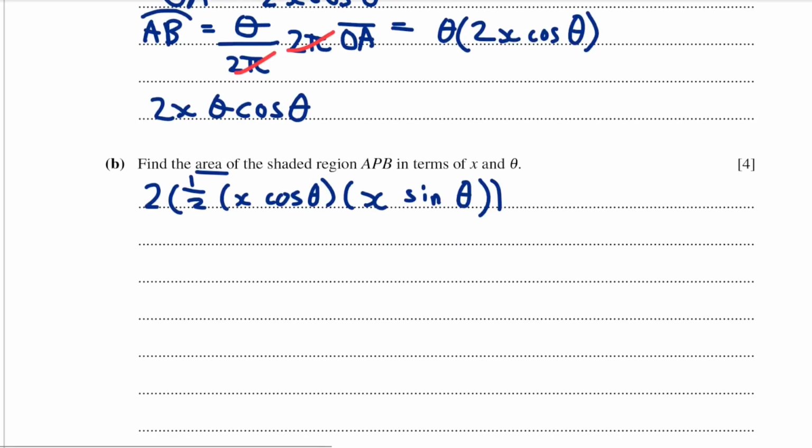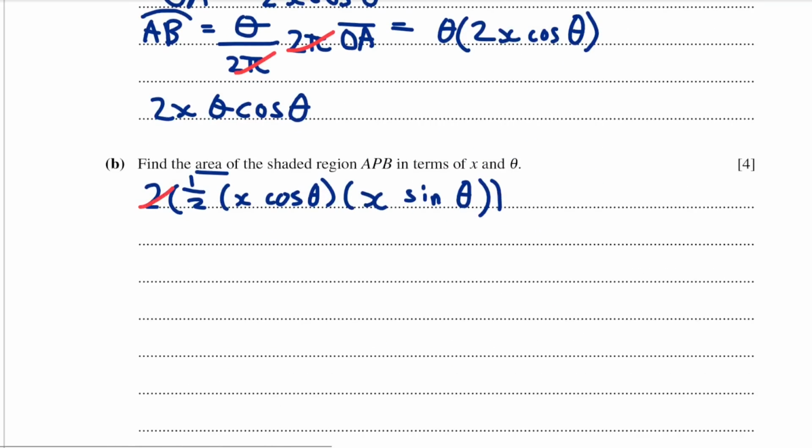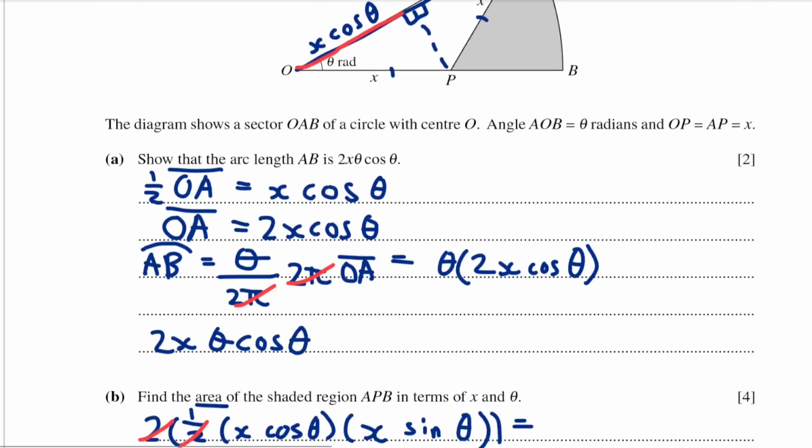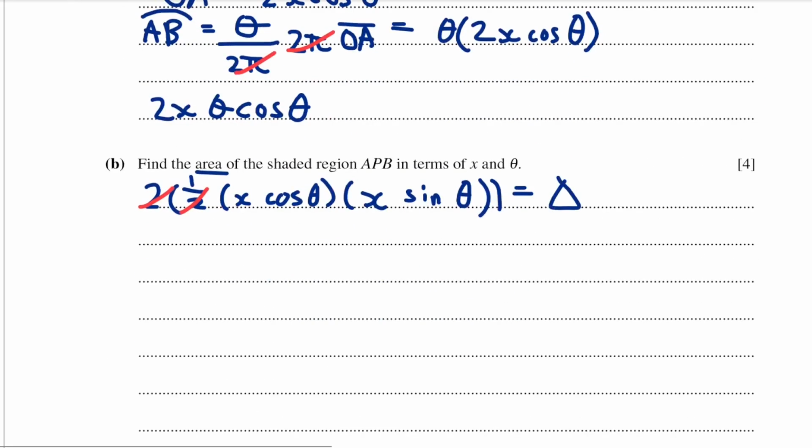Now as we can see here, it's half base times height, and we have times 2 here because it's two triangles, so we're effectively just going to cancel out these two, and we're just left with the area of triangle AOP, which is x times the cosine of theta times x times the sine of theta, which is going to be x squared times the cosine of theta times the sine of theta.